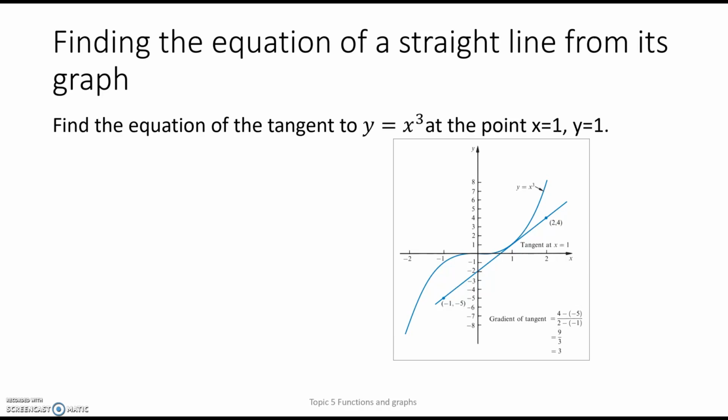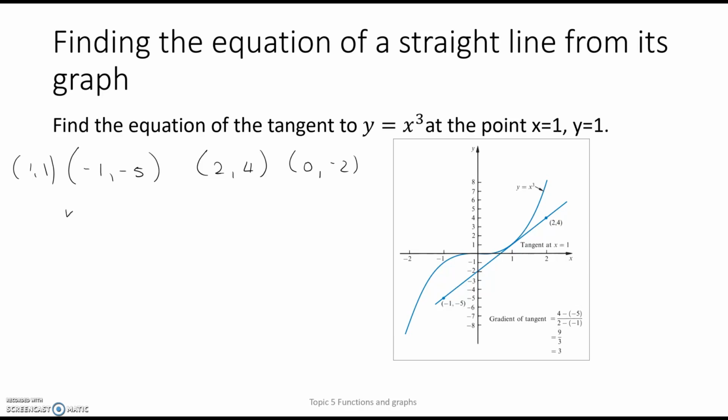Slightly trickier one here, but not really. Find the equation of the tangent to y equals x cubed at the point x equals 1, y equals 1. When you get to the diploma course, we will have another method for doing this, but just at the moment, we know some things. We know that it goes through -1, -5, because we can read that from the diagram. We know it goes through 2, 4. We know it goes through 0, -2. We know it goes through 1, 1. So any two of those will give us the slope.